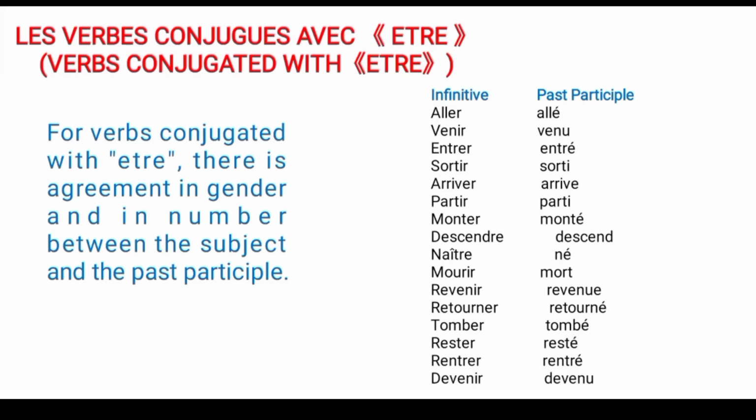Je suis descendu, je suis né, il est mort, il est revenu, il est retombé, retourné, il est tombé, il est resté, il est rentré, il est devenu. All these verbs, these 16 verbs listed there, are called movement verbs, and we conjugate them with the verb être in the Passé Composé.